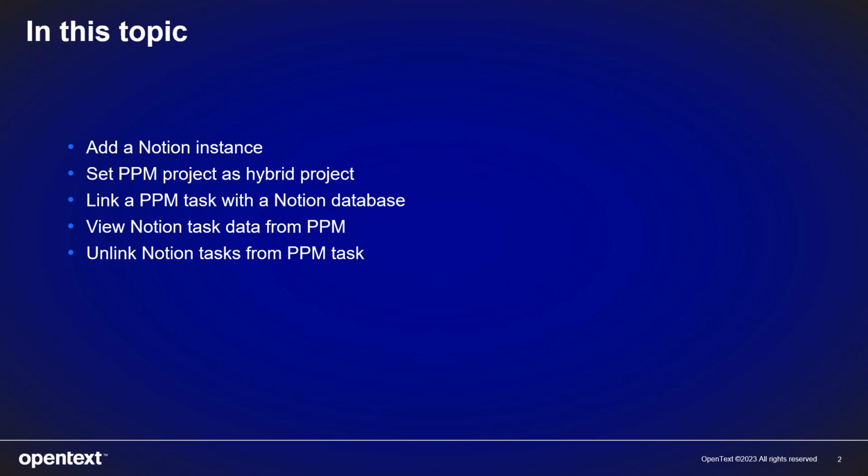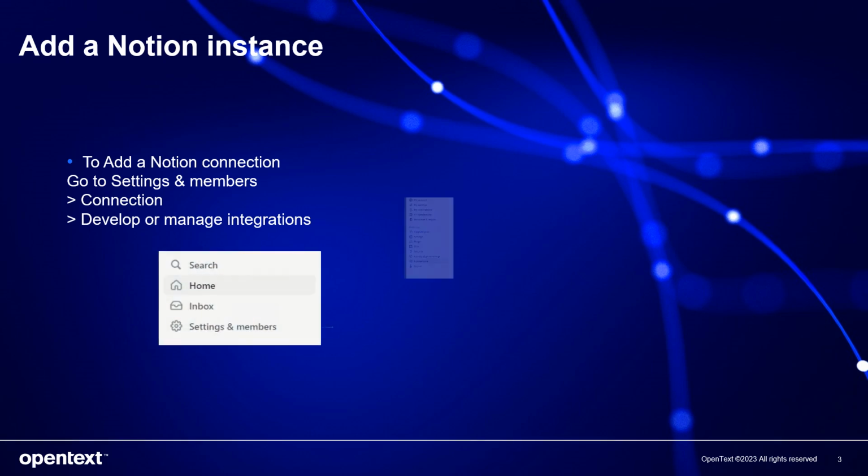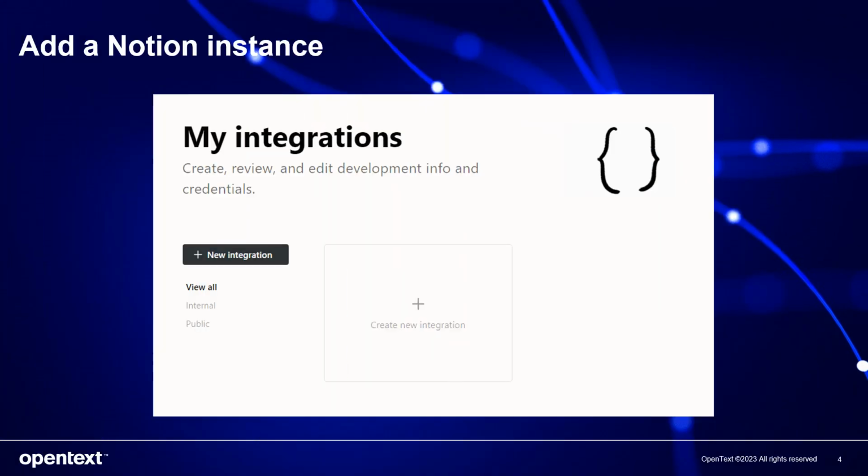Let's dive in. First of all, we need to go create an integration connection from Notion. Go to Settings and Members, Connection, Develop or Manage Integrations. My Integrations window shows up. Let's click on New Integration button and create our connection with PPM.